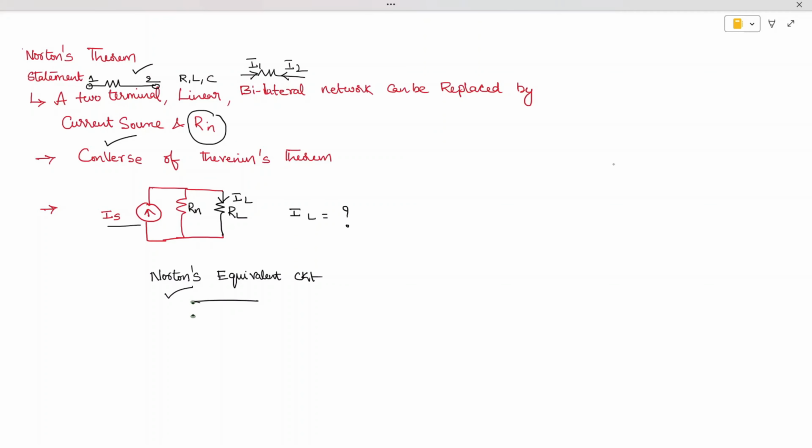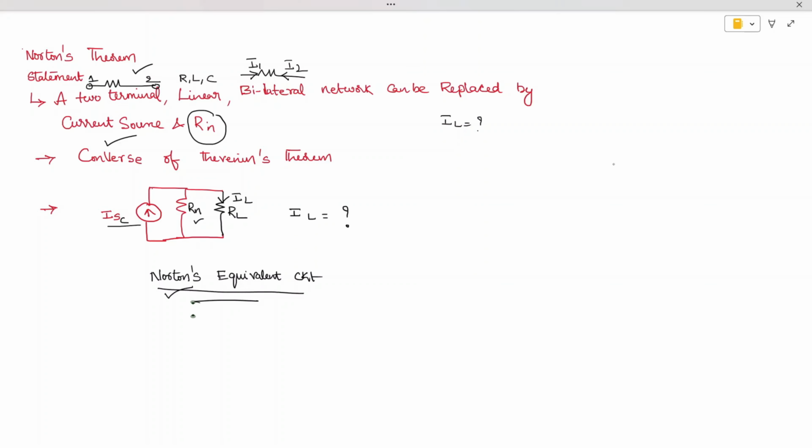So here the problem is that a network will be given and we need to find the load current I. The load current I can be found by drawing Norton's equivalent circuit. First take the given circuit, short circuit the load resistance, find the current ISC, and find R Norton also.